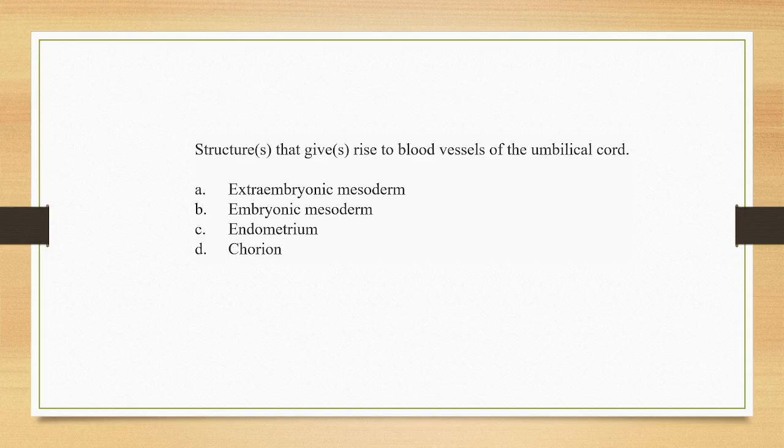The question is, structures that give rise to blood vessels of the umbilical cord. What are those structures called? A. Extraembryonic mesoderm. B. Embryonic mesoderm. C. Endometrium. And D. Chorion. So these are your four options. It's 7:12. I'm giving you 2 minutes to solve this question. At 7:14, I will switch the screen.